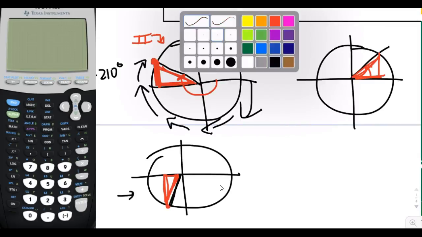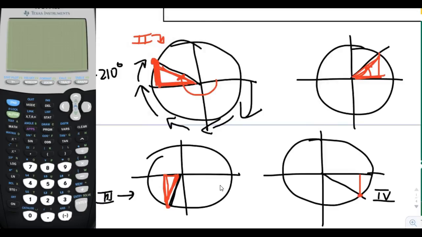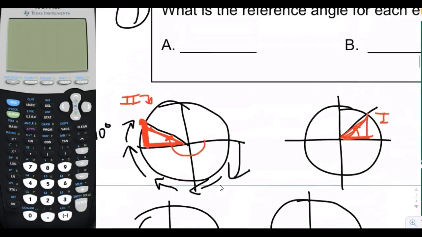What about quadrant 4, which is over here? If we have a triangle here, the way we find the reference triangle is to take this point, draw a vertical line until we get to the x-axis, and draw our triangle between that point and the x-axis. So there is our reference triangle in the case of quadrant 4. We've now drawn out all possible cases: quadrants 1, 2, 3, and 4. Now let's go back to our problem.